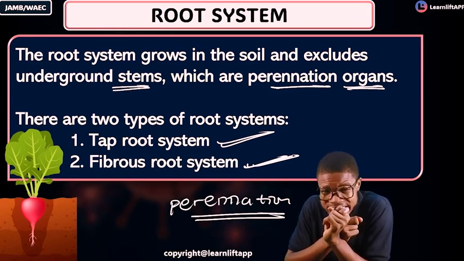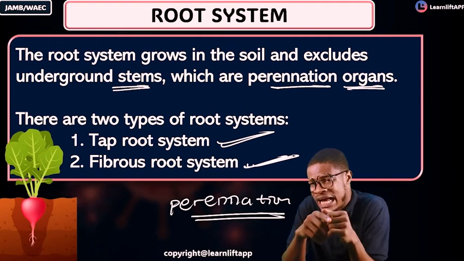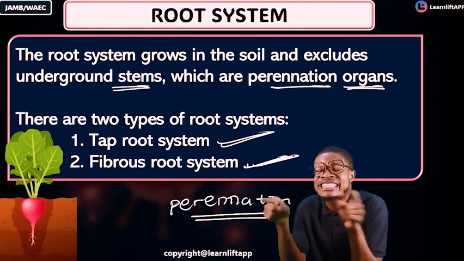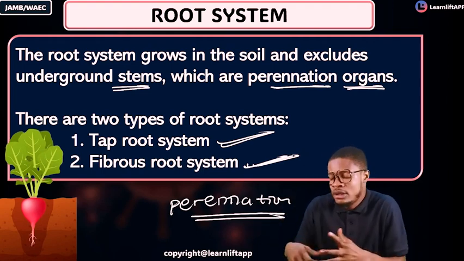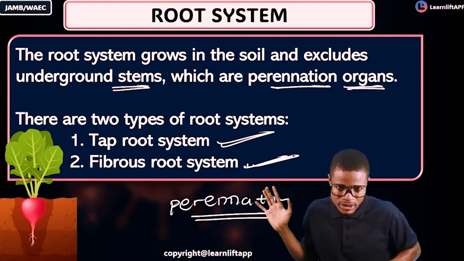Again, your root system grows in the soil. Do they include perennation organs or exclude them? They exclude the perennation organ. A good example is your underground stem. They exclude all of those. Is it making sense now?